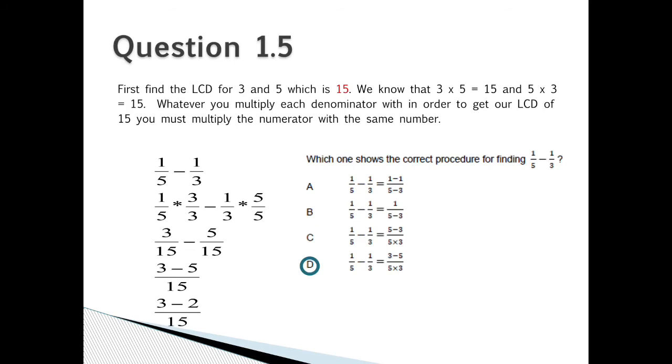The correct procedure for finding it would be D. 1 over 5 minus 1 over 3 is equal to 3 minus 5 over 5 times 3.